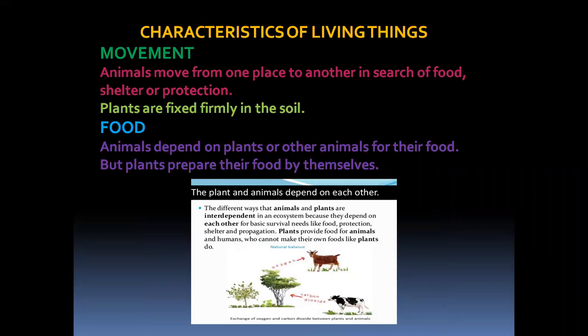Characteristics of living things. So, what are the characteristics of living things? Animals move from one place to another in search of food, shelter, or protection. Plants are fixed firmly in the soil, but both are living things, isn't it? Food: animals depend on plants or other animals for their food, but plants prepare their food by themselves. You can see the picture how the plants and animals are dependent on each other.